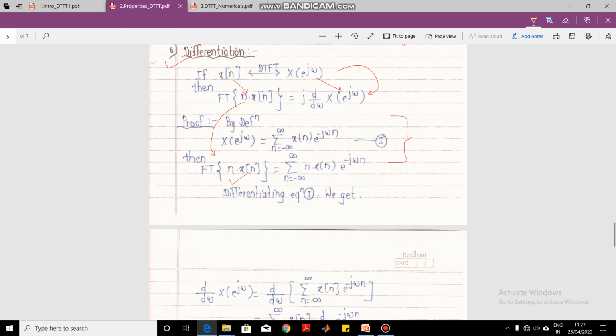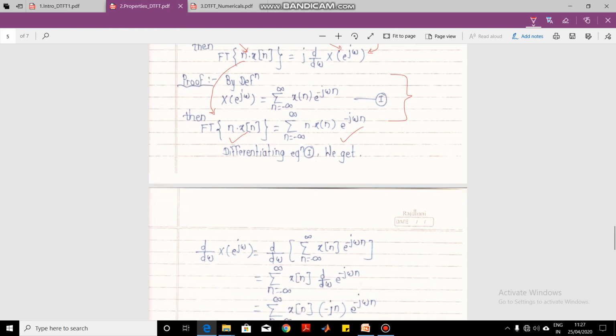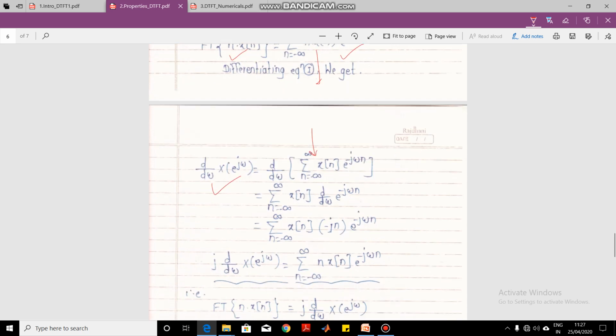Now if you use our standard equation of the DTFT and find the Fourier transform of n into x(n), then we can write this formula like this. So we can make the substitution here. Next, let us take the derivative of this X(e^{jω}). So what will be the derivative of the DTFT?